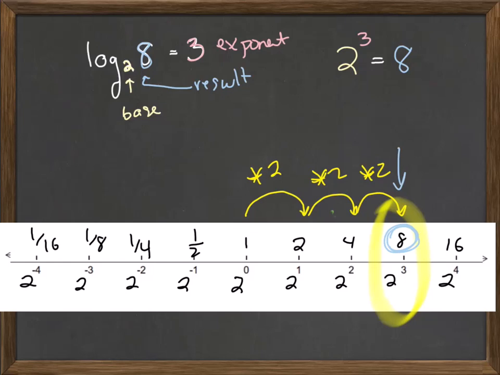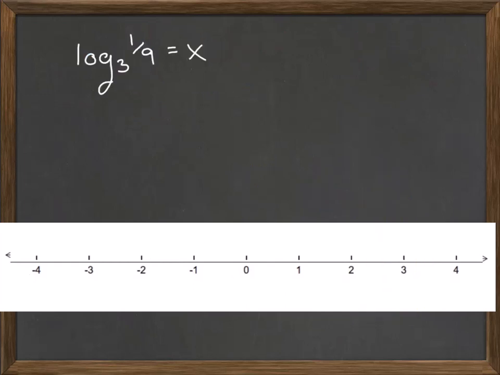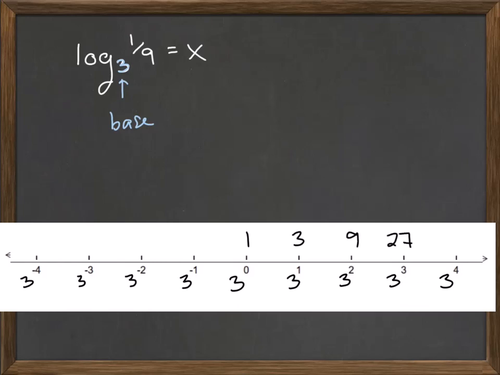Let's try another example and see if we can make more sense of this. This time I have log base 3 of 1/9 equals x. Let's review. Remember, 3 is my base. As soon as I have my base, I can fill in my logarithmic scale. I put 3 in all of these numbers because 3 is the base here. Then I can take a minute and fill in these numbers. We have 1, 3, 9, 27, 81. Going the other direction, we have 1/3, 1/9, 1 over 27, and 1 over 81.